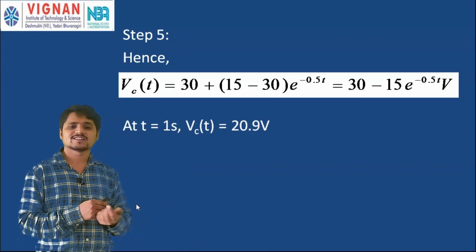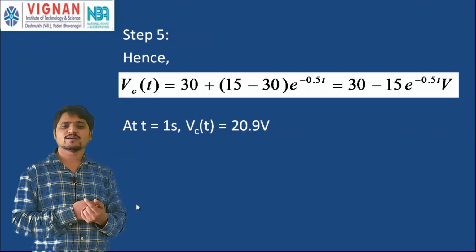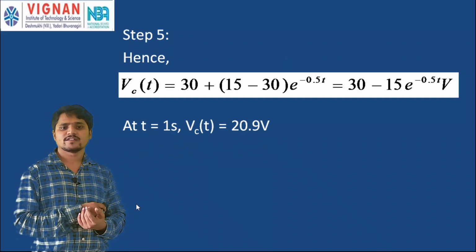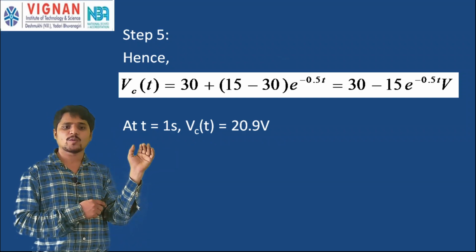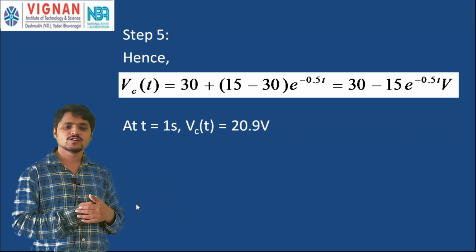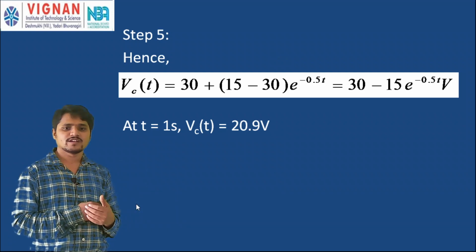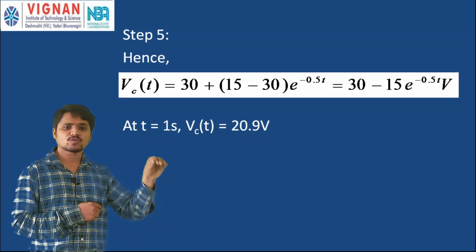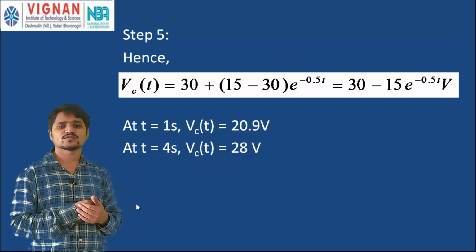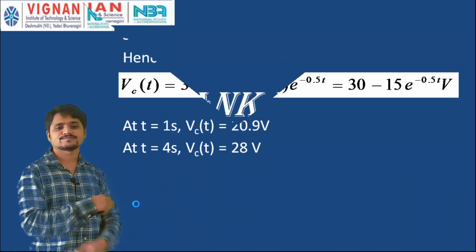Now, the problem asks you to find the voltage at t equal to 1 second and at t equal to 4 seconds. Substituting t as 1, you get Vc of t equal to 20.9 volts. That means the moment you move the switch from A to B position, after 1 second the voltage of the capacitor is 20.9 volts. After 1 second it is reduced to 20.9 volts. Again after 4 seconds, it is 28 volts. So as time increases, this transient term will become 0.